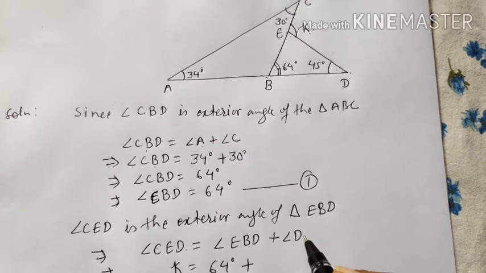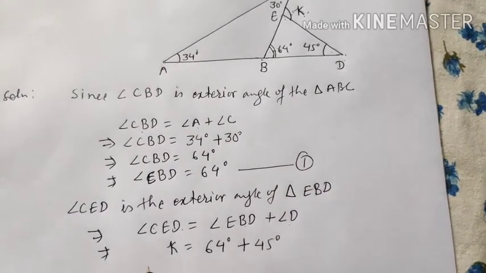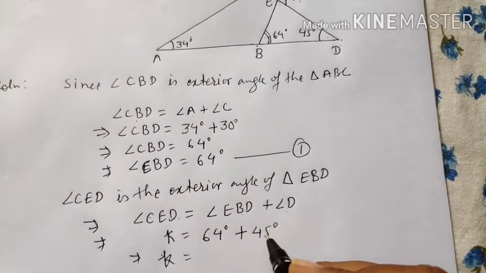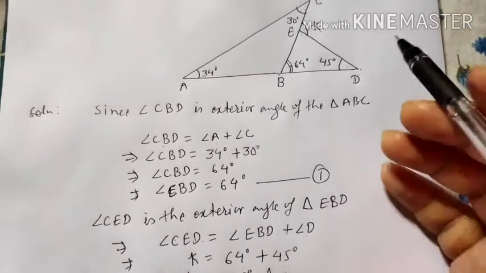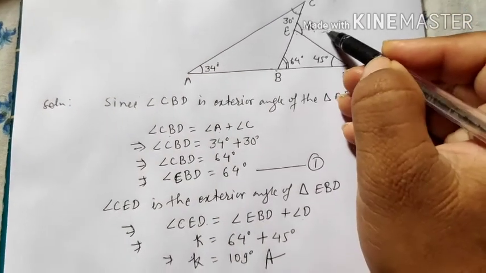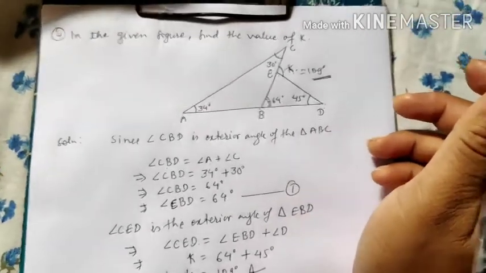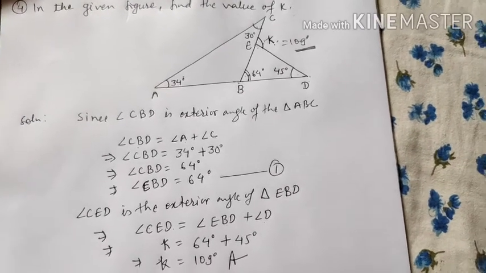And what is the measurement of angle D? It is already given, 45 degree. So this implies K equals 64 plus 45, that is 109 degree. So we have found here the measurement of K, 109 degree. Okay. Now we are going to discuss another problem.